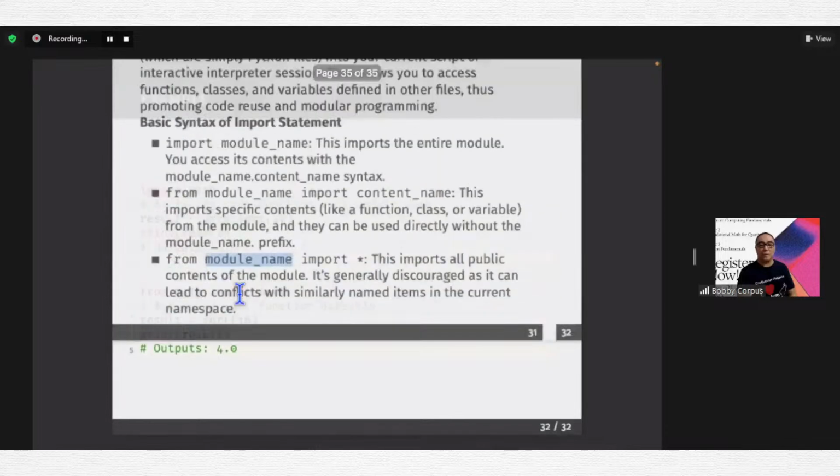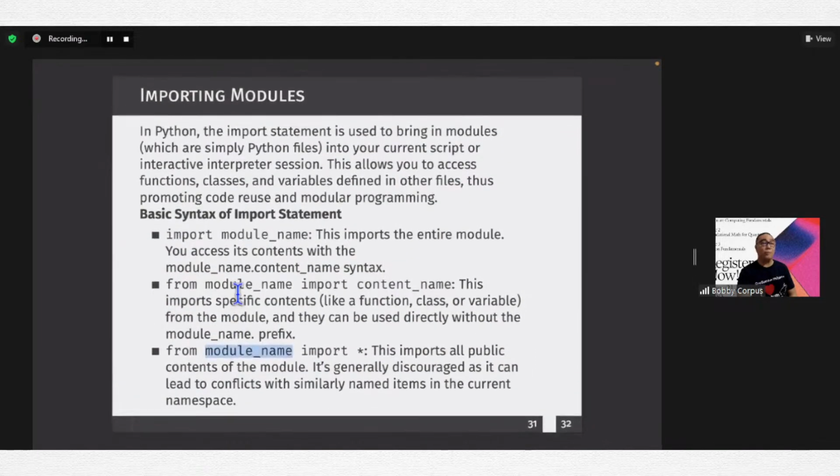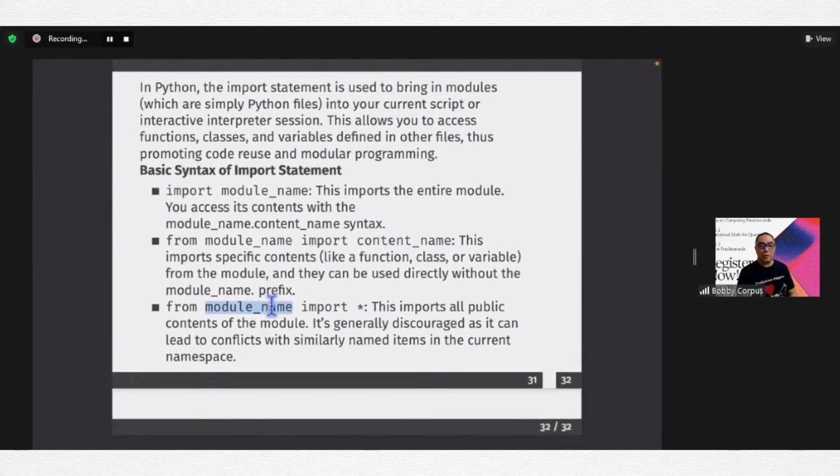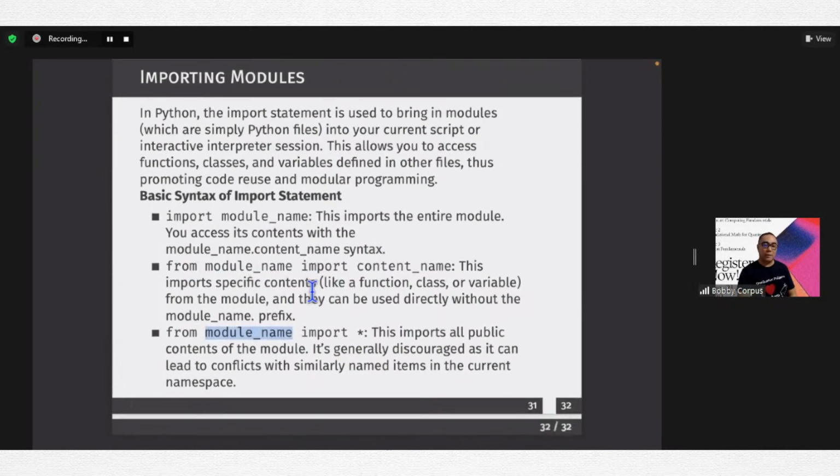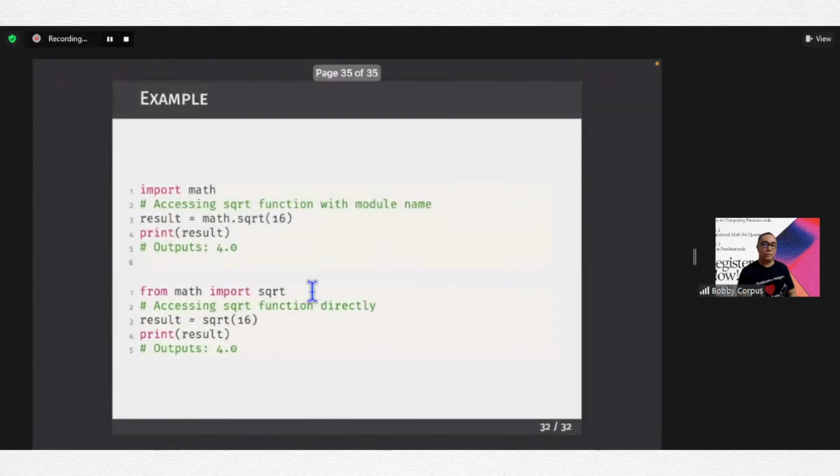a best practice, no? Kasi it's possible that when you import everything, you are going to have conflicts, no? It's possible that two modules might define different functions with the same name. So it will have a conflict. And this is an example, no? If you import math, and then you can use the square root function in math. But you have to put the module prefix before the square root.